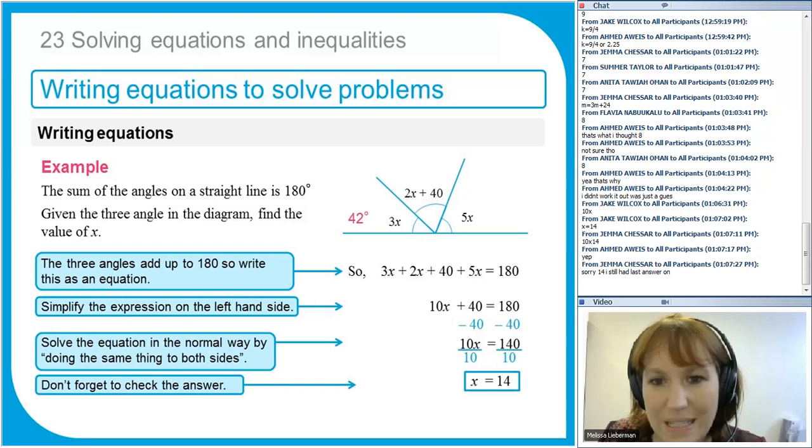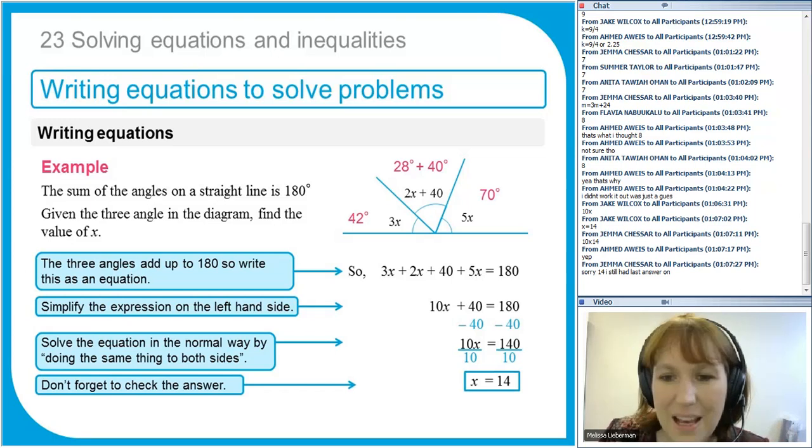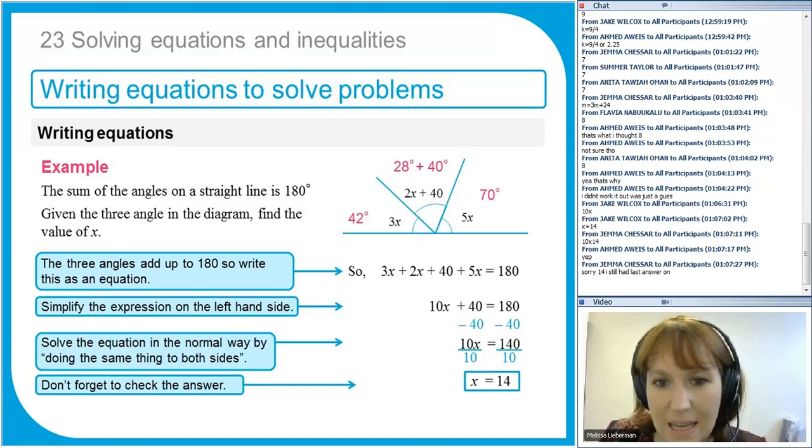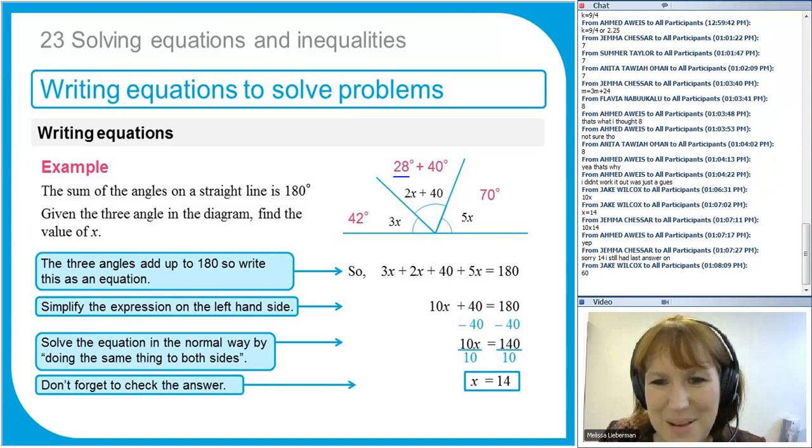2 times 14 is 28. 28 plus 40 is 68. And then in the last one, we've got 5 times 14, which is the same as 10 times half of 14, which is 70. Then if we add these together, 42 plus 28 is 70. Plus 70 is 140. Plus another 40 gives me 180.